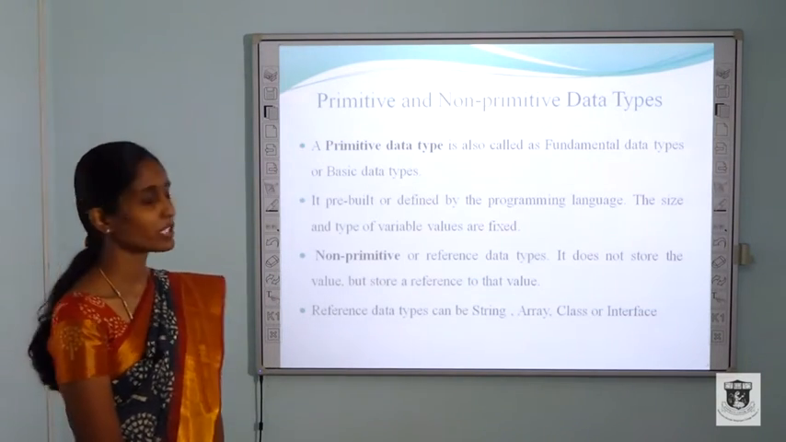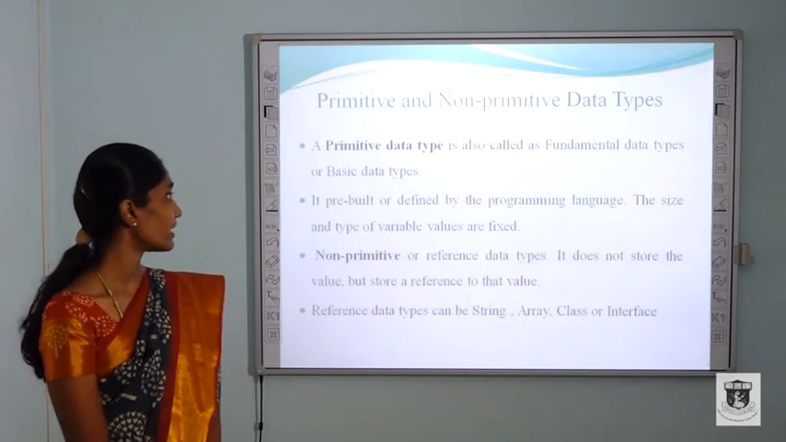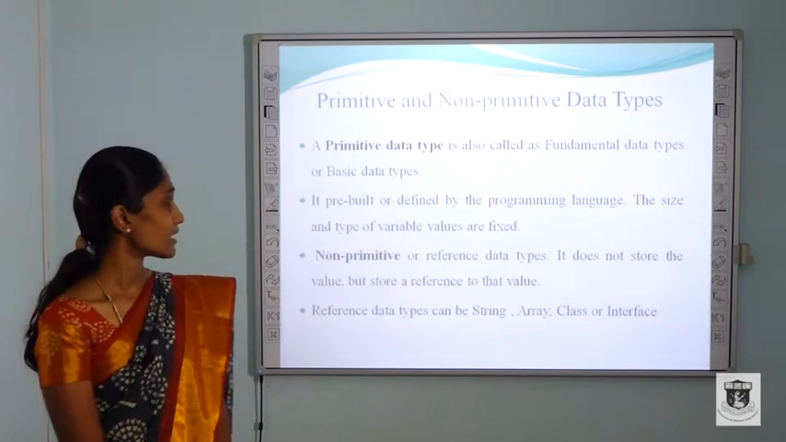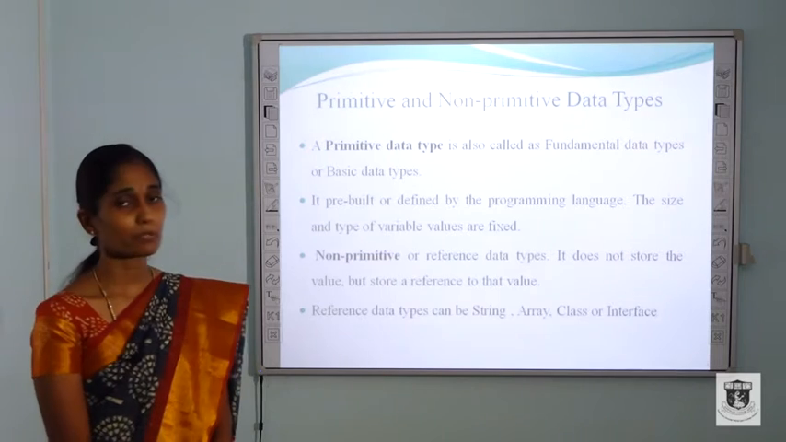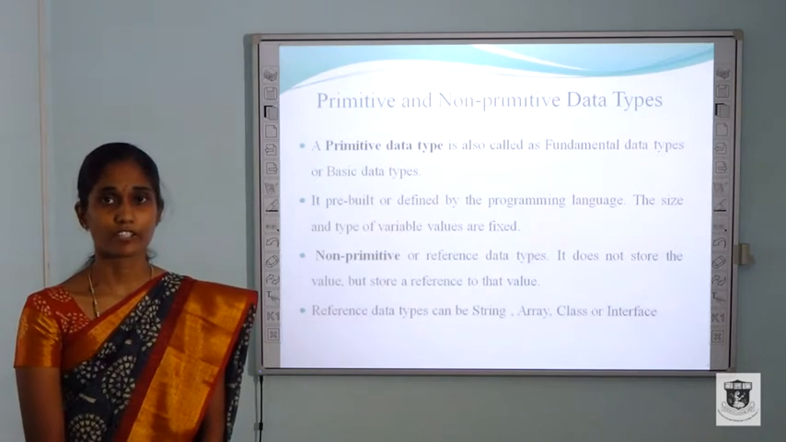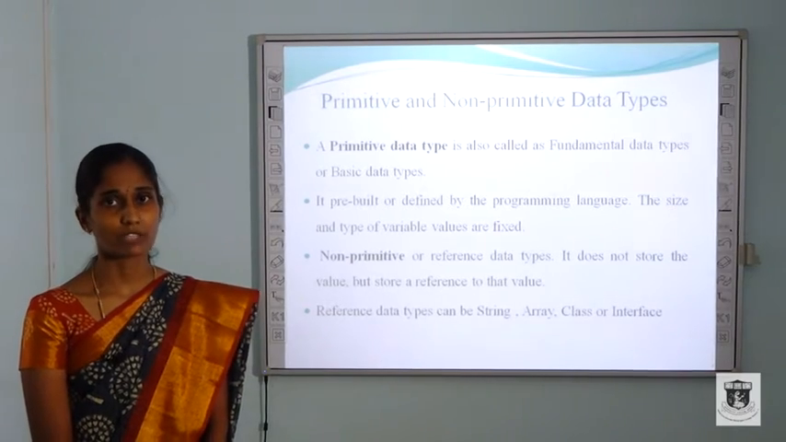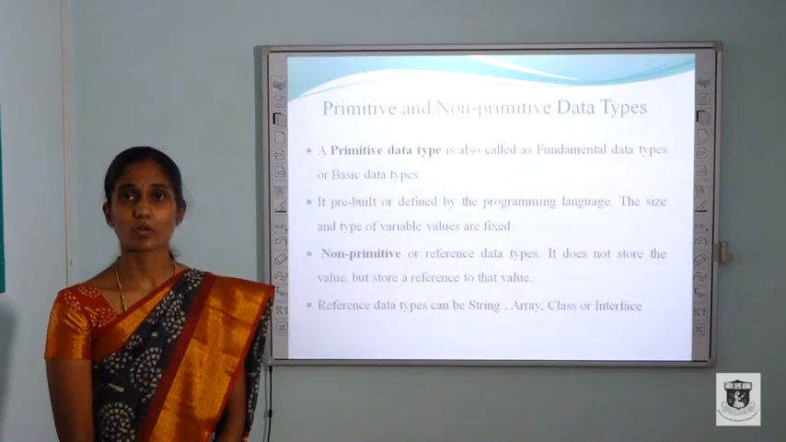Now, primitive and non-primitive data types. Primitive data types are also known as basic data types or fundamental data types. They are pre-built data types. Their size and types of variables are fixed, whereas non-primitive data types are also known as reference data types. They do not store a value but store a reference to that value. Reference data types can be arrays, classes or interfaces.